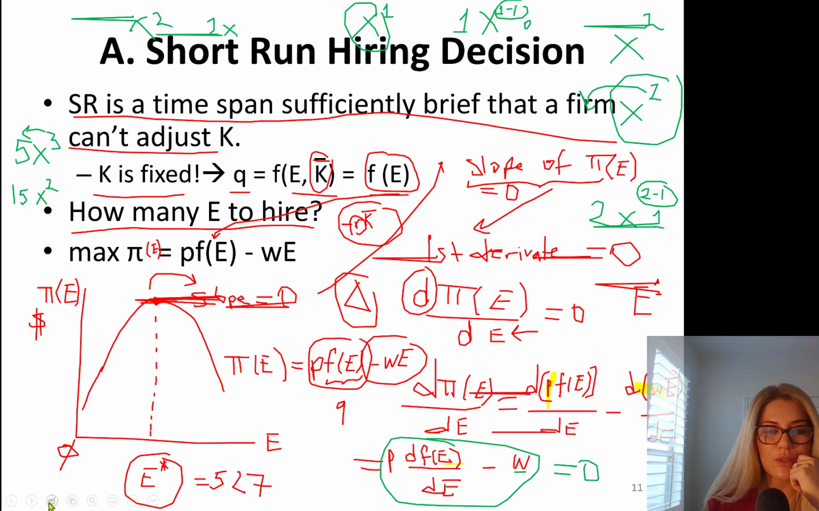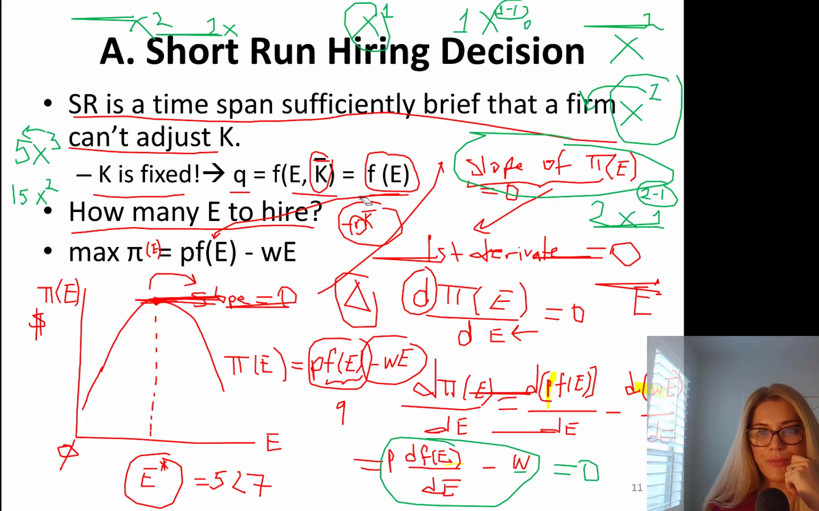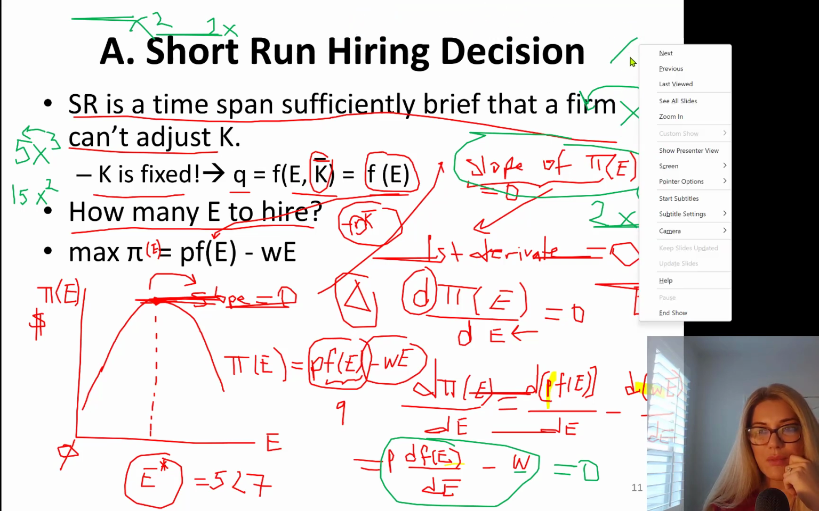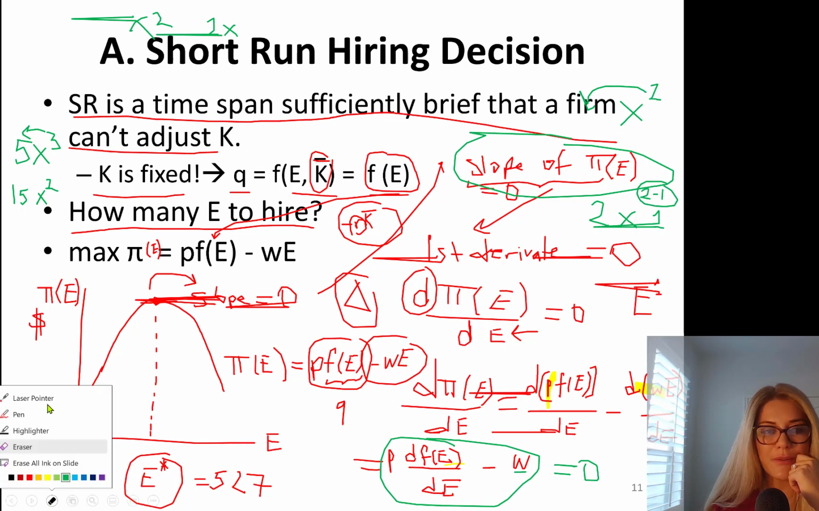Okay? So you remember we had to find the slope. We had to equalize the slope to 0, and the slope is 0 when we have this. So I'm going to make some space. Let's make some space here. Why not? Okay, I'm going to actually rewrite this whole thing up there.